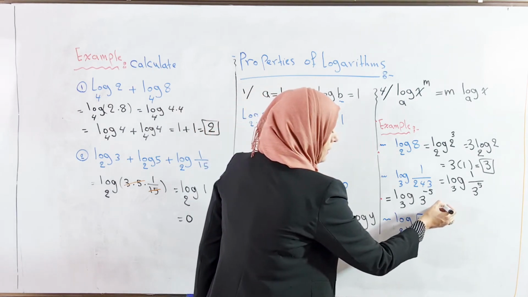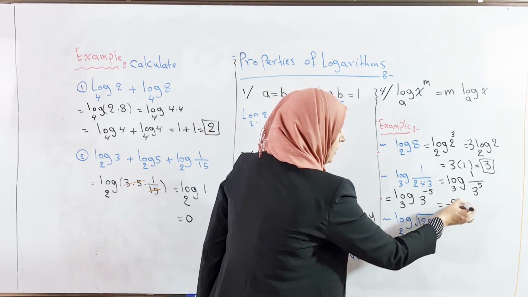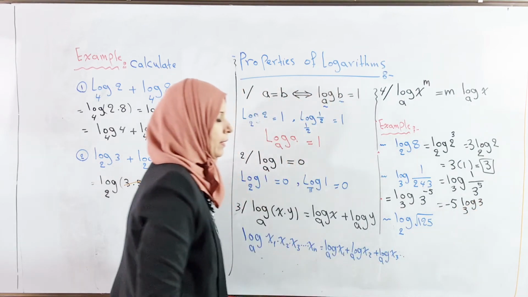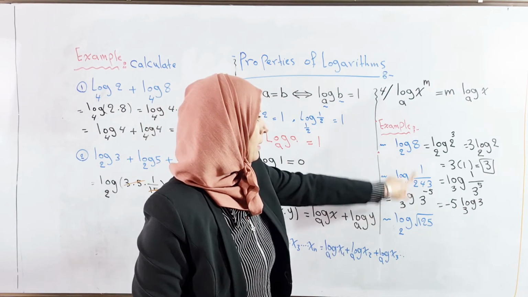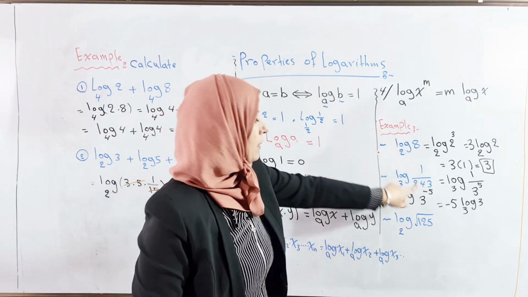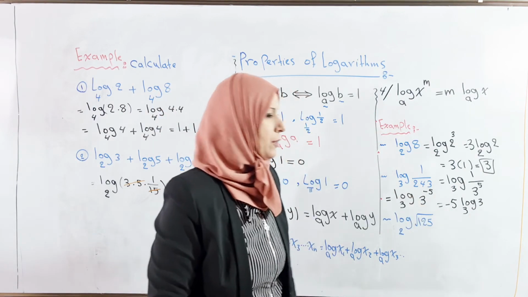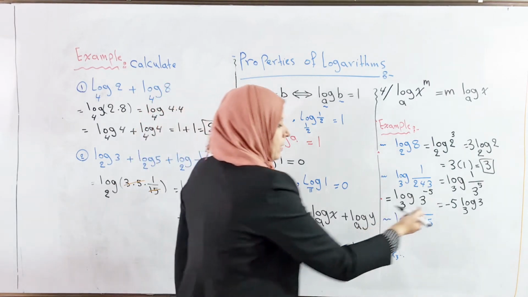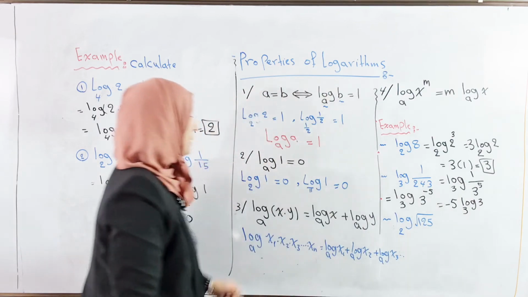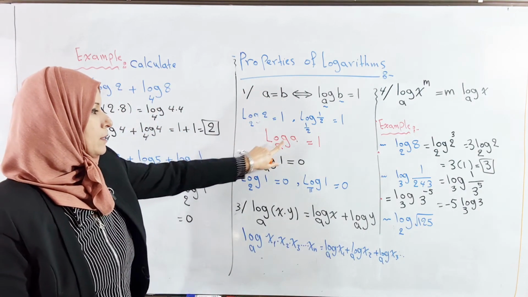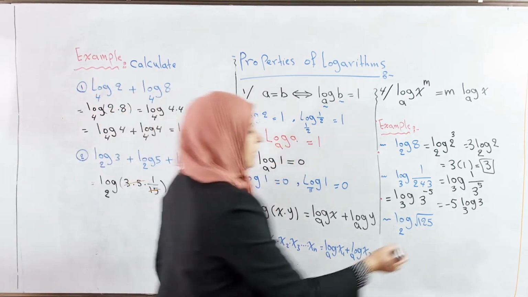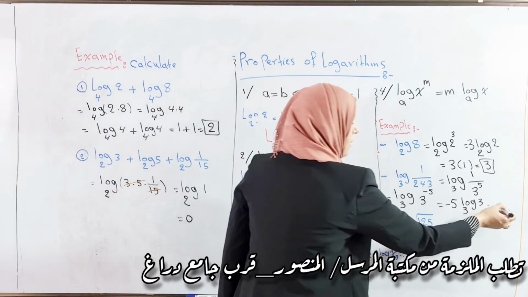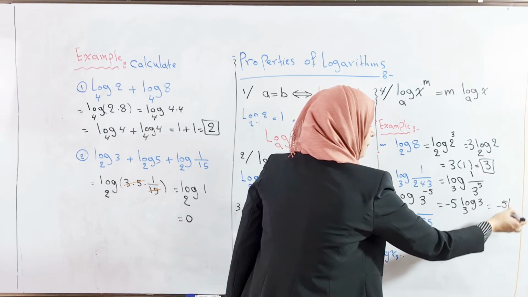Now we can write it as negative 5 logarithm 3 for base 3. Here I applied this property, property number 4, so it will be negative 5 logarithm 3 for base 3. I moved the exponent in front of the logarithm. Logarithm 3 for base 3 is property number 1: logarithm a for base a equals 1. That means negative 5 multiplied by 1. The result will be negative 5.